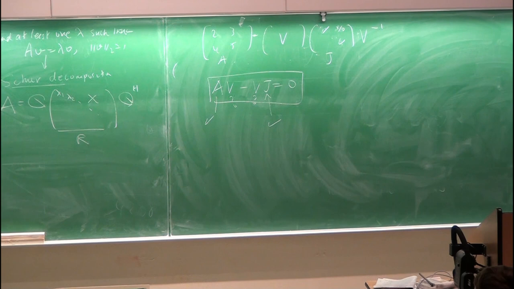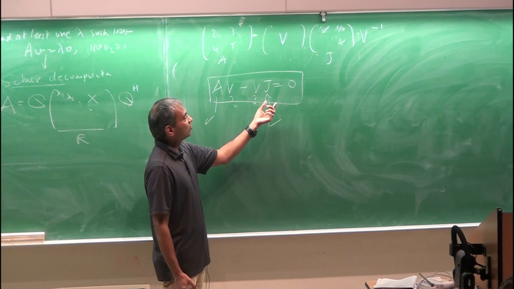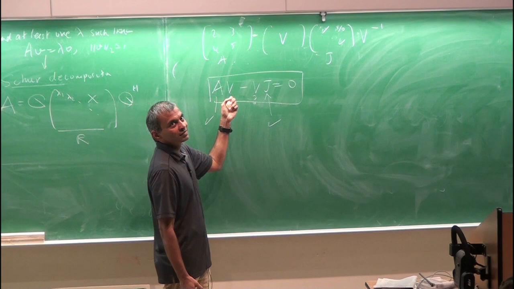Well, part of the problem is that when you did this homework, you probably noticed that when you solve this equation for a given A and J, it was already very hard to solve it when A and J were both upper triangular. Here, J is upper triangular, but A is not upper triangular. Right? So we could use a Schur decomposition and make this into R, but still there's some difficulty.